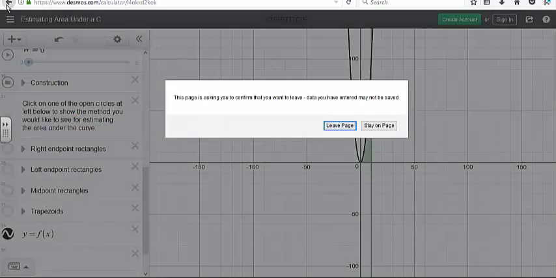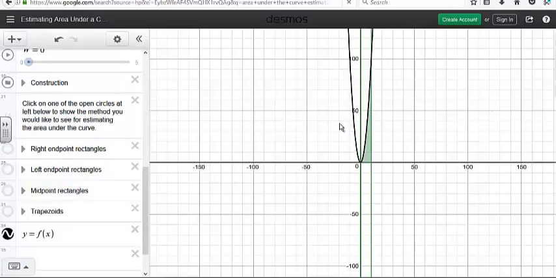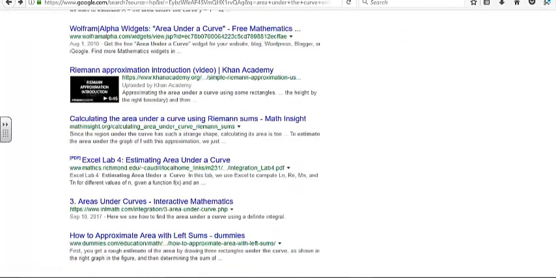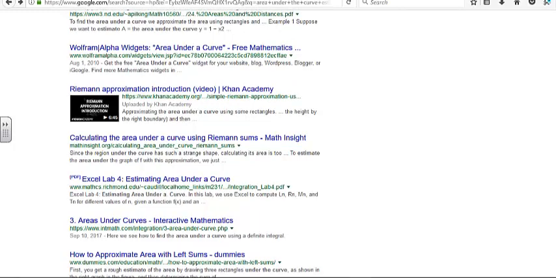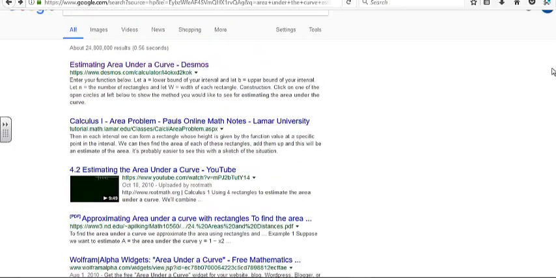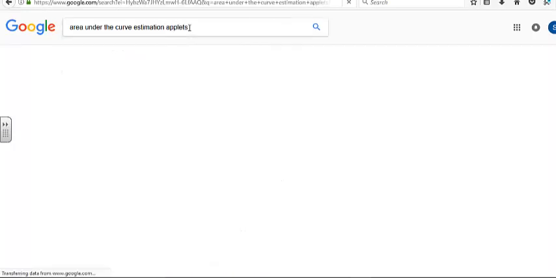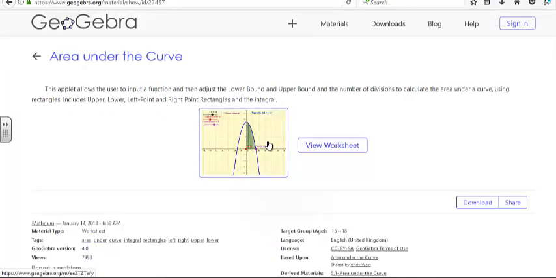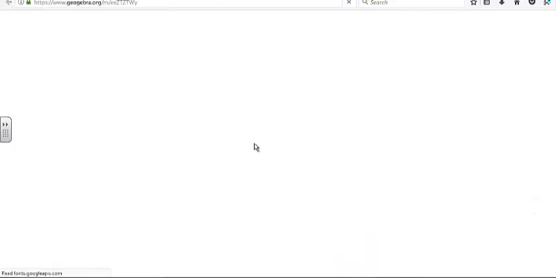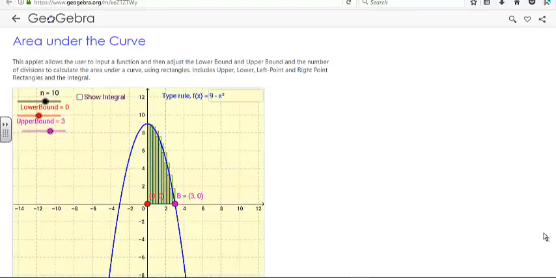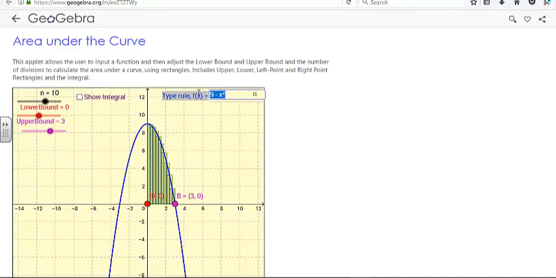Okay, that's not working like I thought it was going to, so let's see if we have another one. You used to be able to have applets, but then they stopped supporting it. Let's just put in an applet and see if it says this. Applets. Okay, that's good. So we'll change that to x squared.